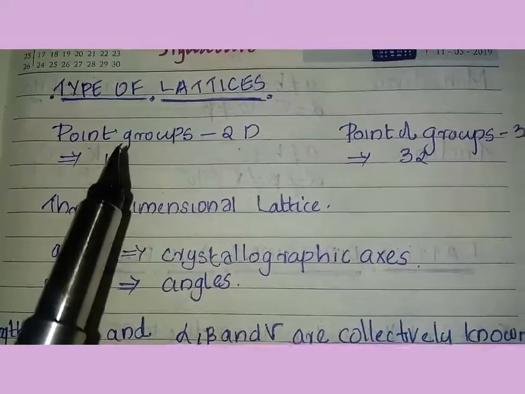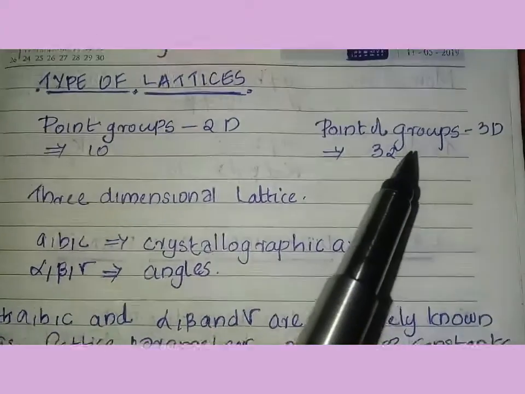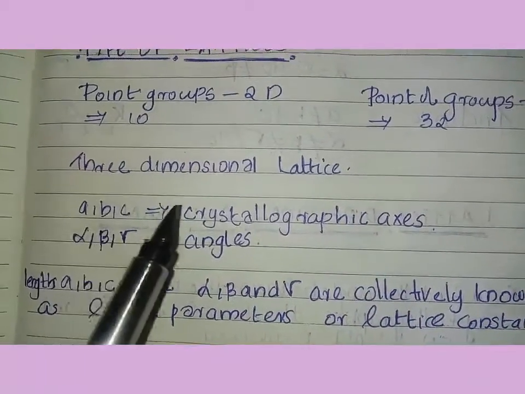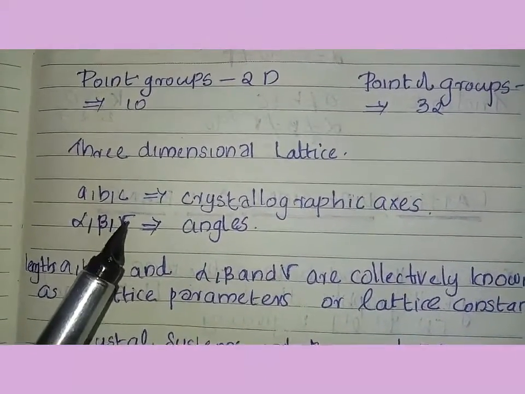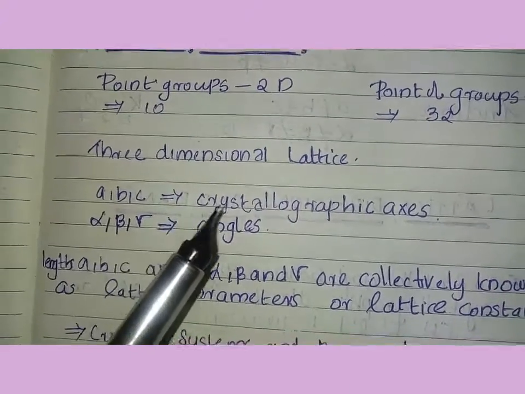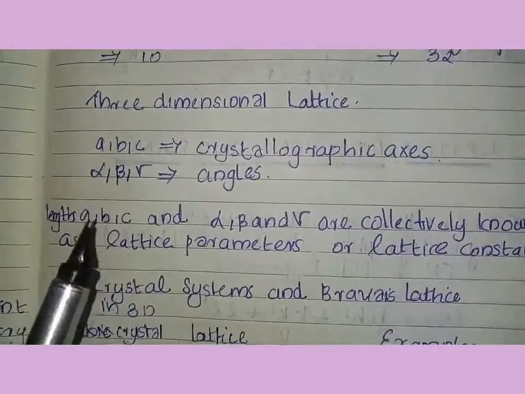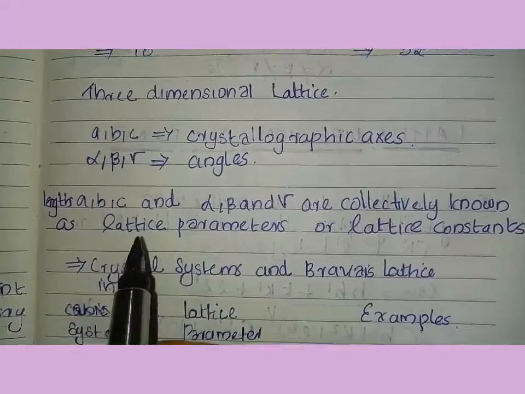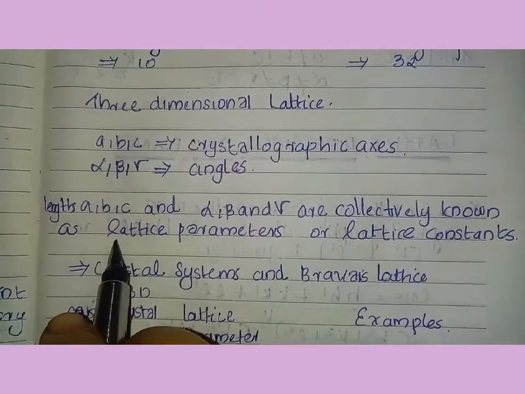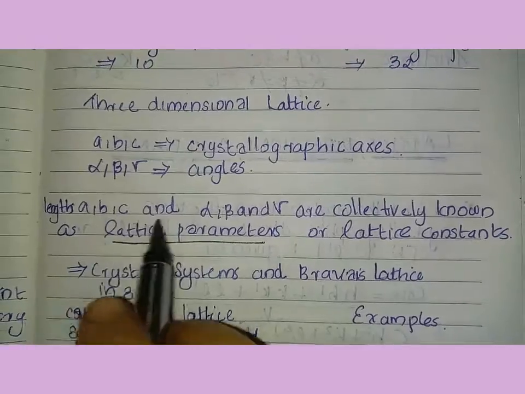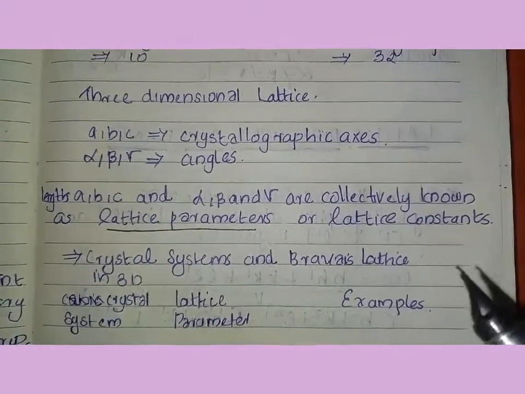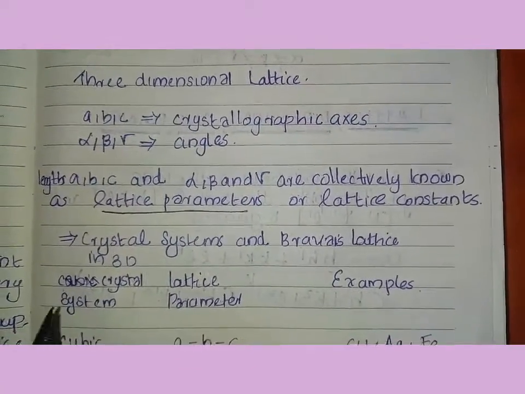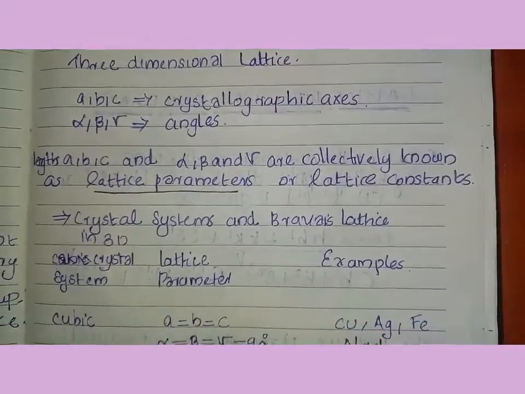We have 10 point groups in 2 dimensions and 32 point groups in 3 dimensions. In a 3-dimensional lattice, you know that a, b, c are the crystallographic axes and alpha, beta, gamma are angles. The lengths a, b, c and the angles alpha, beta, gamma are collectively known as lattice parameters. These notations come up in later classes, so you must note them: a, b, c and alpha, beta, gamma are lattice parameters or lattice constants. The crystal systems and Bravais lattices in 3 dimensions are very important.